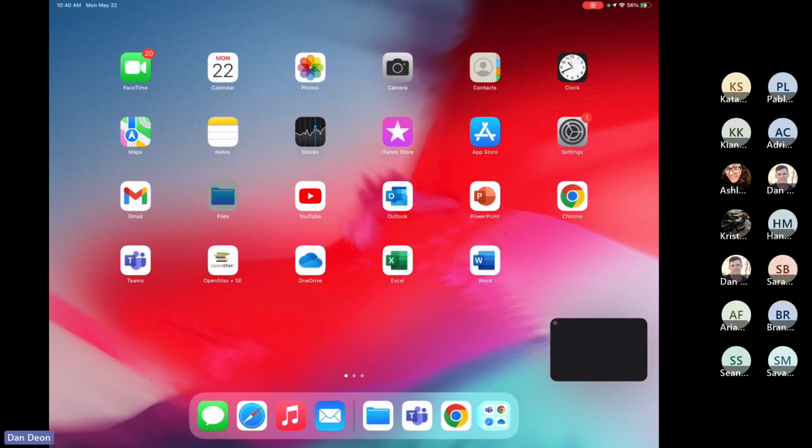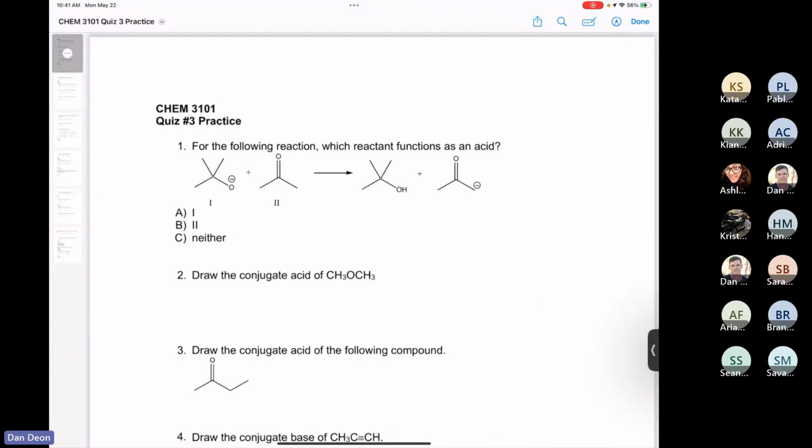Okay, so let's take a look at the first 9 problems of this practice for quiz 3 that's coming up. So let's see, we've got tert-butoxide plus ketone. This is acetone, which gives you tert-butanol plus the conjugate base of acetone. So which one is functioning as an acid? Would it be 1 or 2? Which one is donating a proton in this case? Could anybody identify the acid? Would it be 1 or 2?